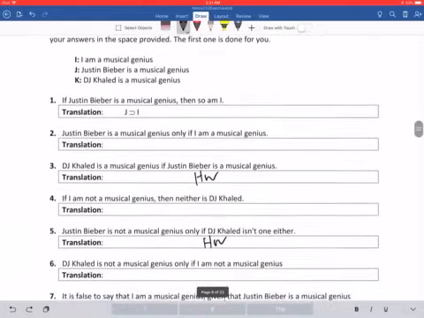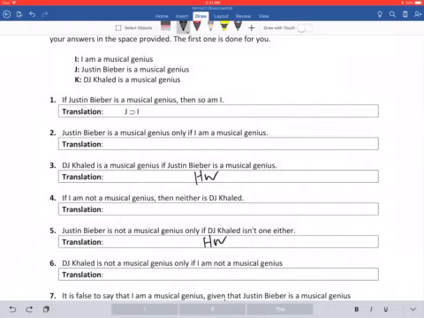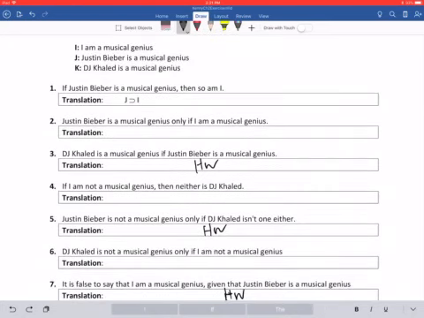Okay, Q2 now, notice you have the same sentences. I for I'm a musical genius, J for Justin Bieber is a musical genius, K for DJ Khaled is a musical genius. Showing my age here, I don't know how to pronounce that. Okay, so don't forget to use K. I know sometimes in the exercises students use D by mistake. Alright, so number 2, Justin Bieber is a musical genius only if I am a musical genius. So again, put the horseshoe directly in for only if. J is Justin Bieber is a musical genius. I am a musical genius.